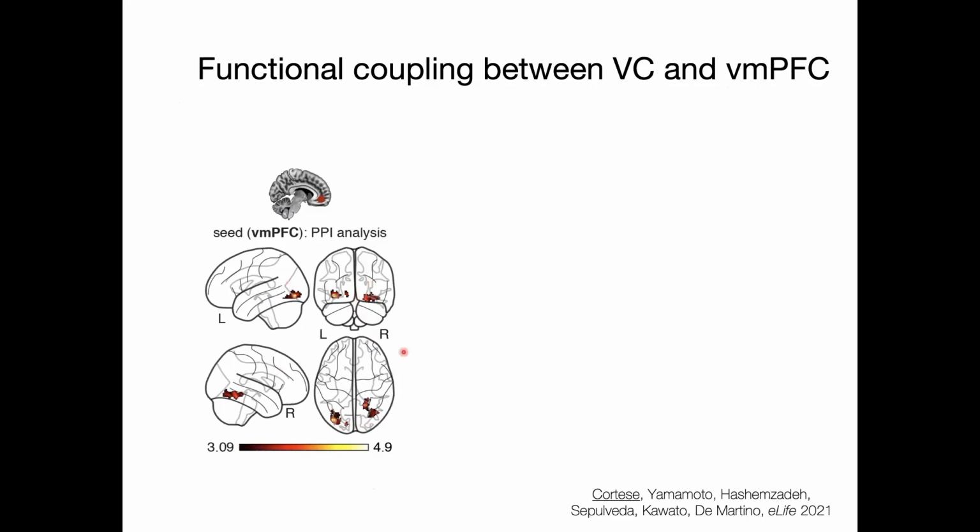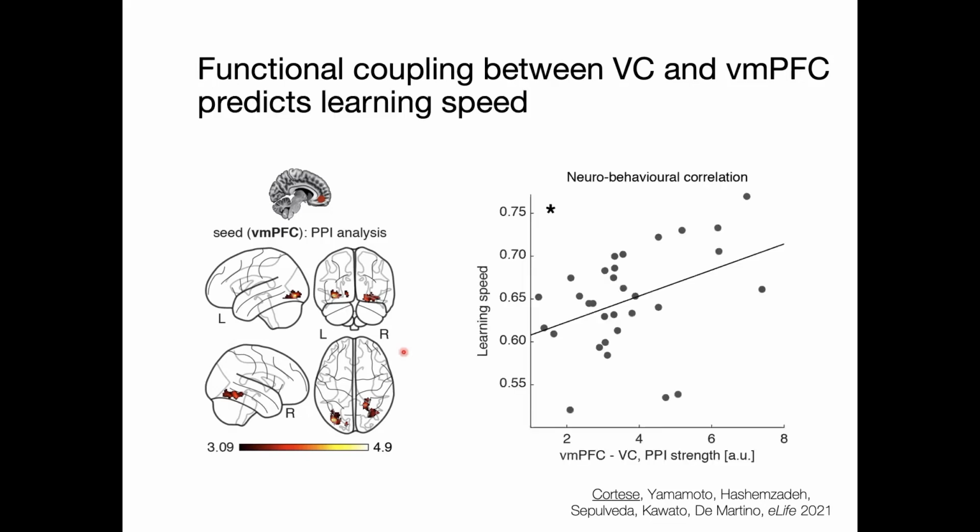So exactly the areas that are supposed to encode the visual information of the relevant or irrelevant features in the task. We also see that the strength of this coupling is predictive of the learning speed. The participants who had the stronger coupling between the VMPFC and visual cortex in high value situations were also those that overall were better at learning the task. So they were better at implementing the internal learning algorithm.